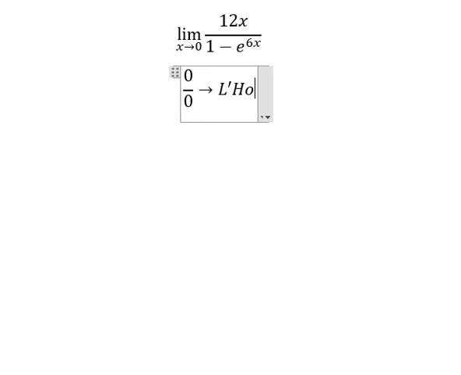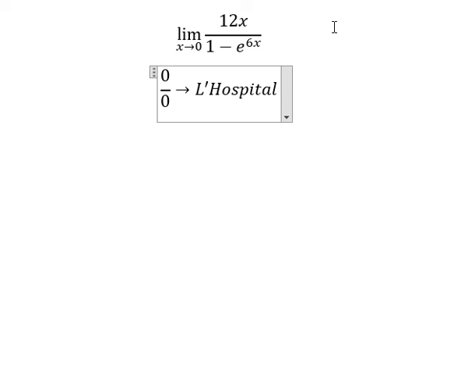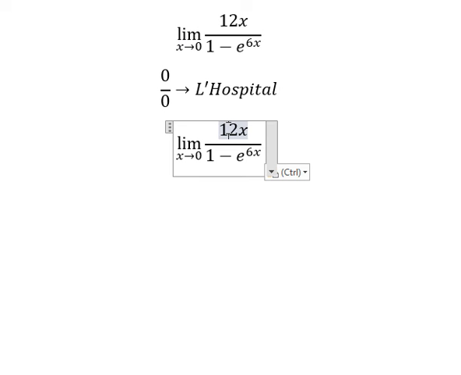we can see that this one gives the number 0, and 1 minus e to the power of 0 gives 0 as well. So we have 0 over 0. That should be about L'Hôpital's rule. We can apply L'Hôpital's rule in this one. And now we have it like this.